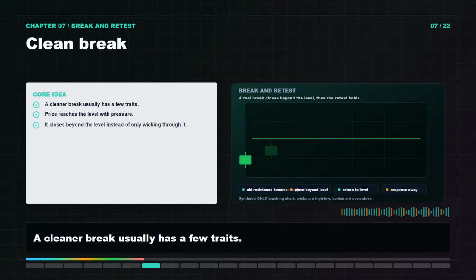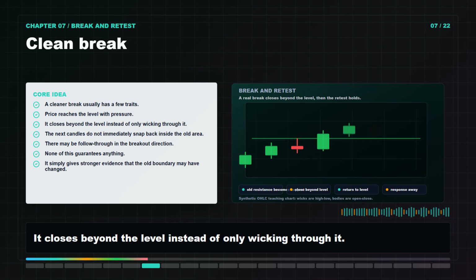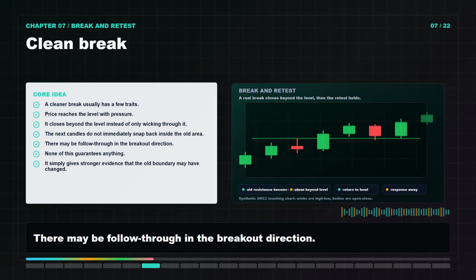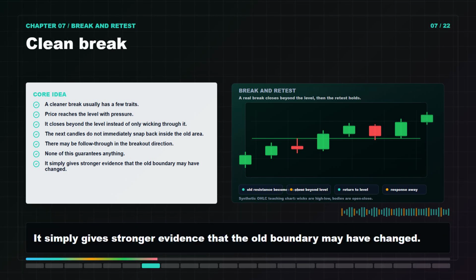A cleaner break usually has a few traits. Price reaches the level with pressure. It closes beyond the level instead of only wicking through it. The next candles do not immediately snap back inside the old area. There may be follow-through in the breakout direction. None of this guarantees anything. It simply gives stronger evidence that the old boundary may have changed.